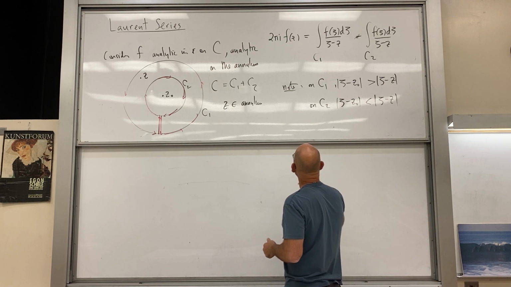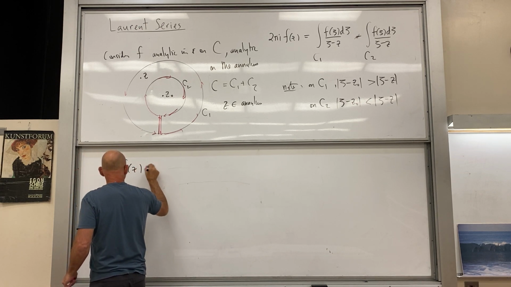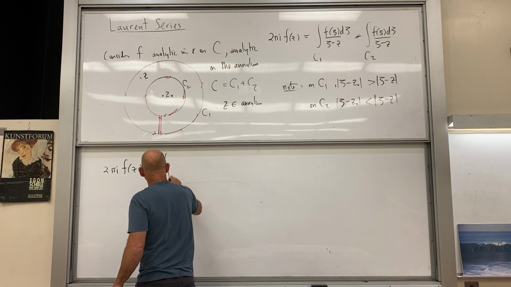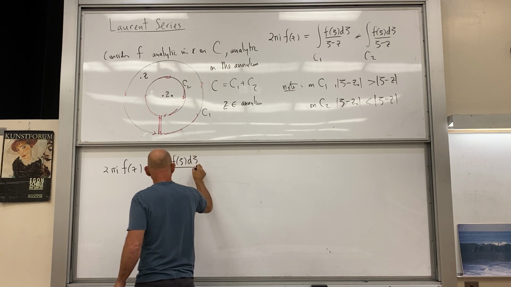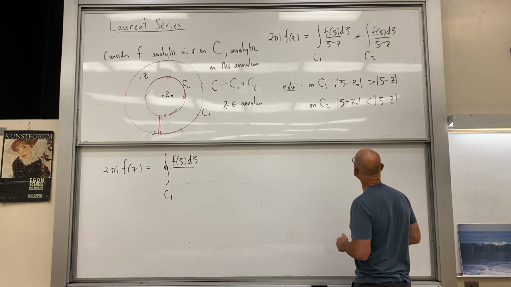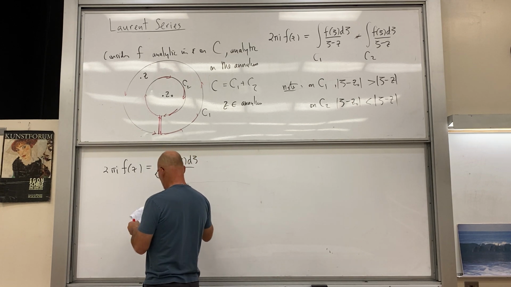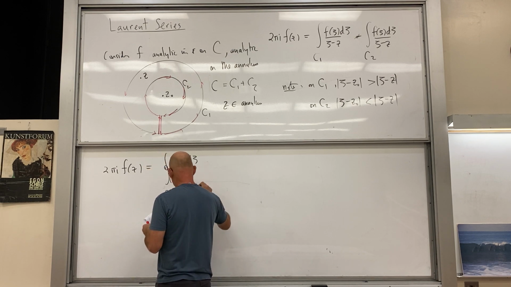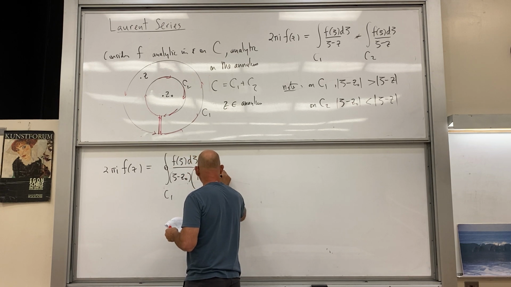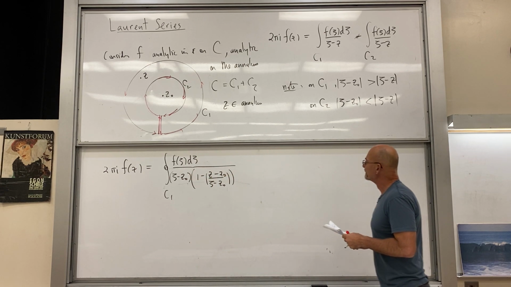So, we've got 2 pi i f of z is equal to, for C1, the integral of f of zeta d zeta. And for C1 it's the same construction I had a moment ago. Make sure I get this right. So for C1 I've got zeta minus z sub 0 multiplied by 1 minus (z minus z sub 0) over (zeta minus z sub 0). I'll put these in parentheses again. Okay, just to make sure we see that.